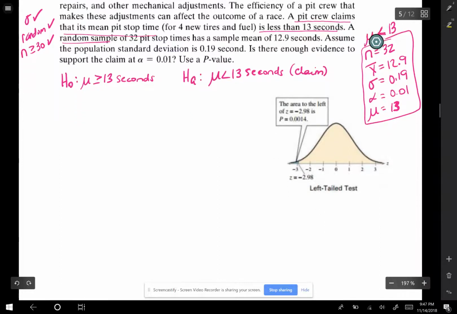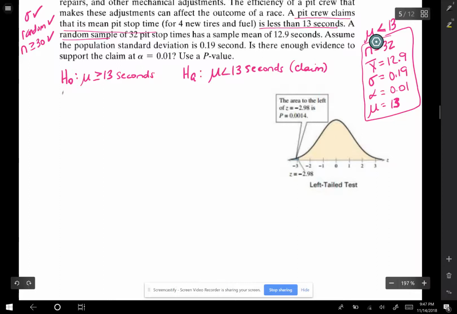So those are our two hypotheses. The level of significance they gave us was 0.01. And then we're going to use the z-test. So we're going to find z and write down the formula. Like I said, this is the same one we've used previously, and we're just going to plug in our numbers.